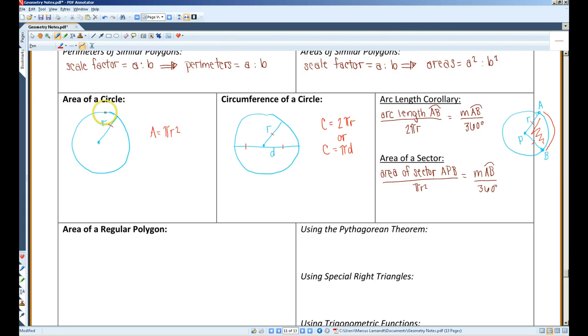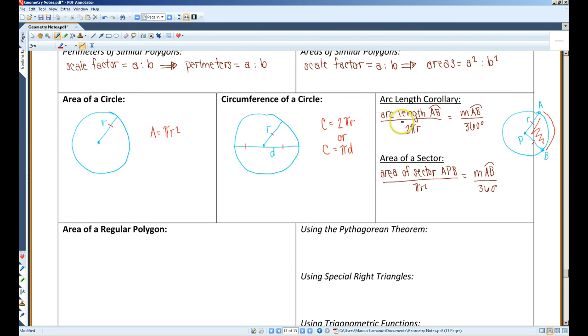The area of a circle can be found with the equation pi r squared. The circumference of a circle is the distance around the circle, kind of like the perimeter of a circle. And this can be found with either of these equations, either 2 pi r or pi d. R is the radius, d is the diameter. An arc length is a portion of the circumference of a circle. You can use the measure of the arc in degrees to find its length in linear units.